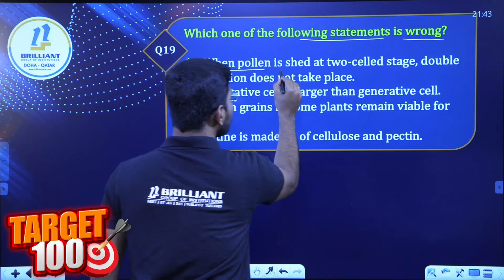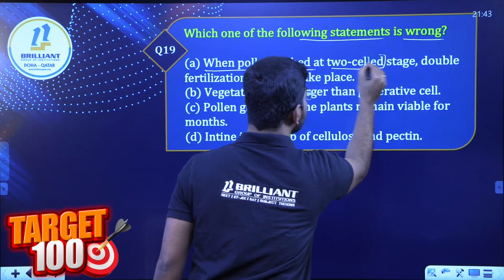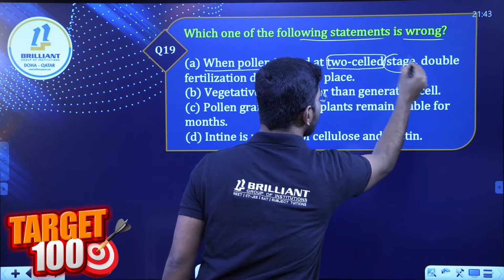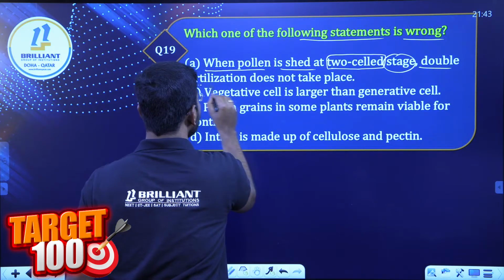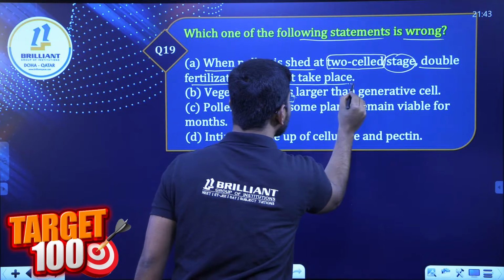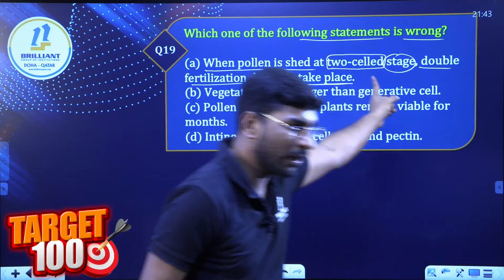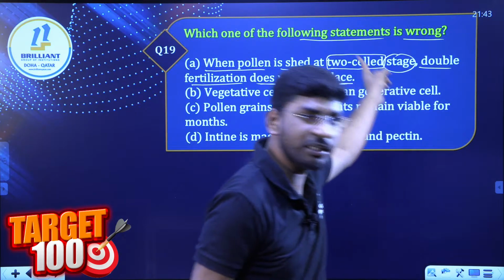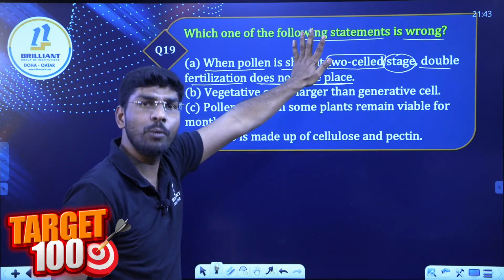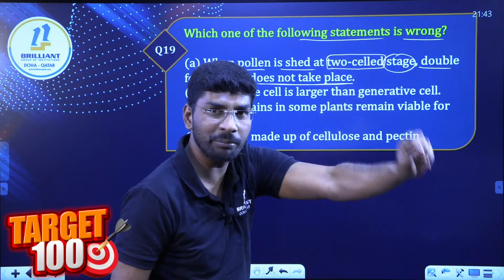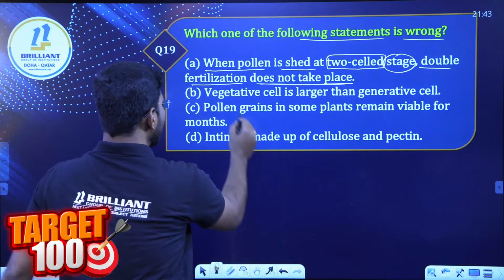When pollen is shed at the two-cell stage, double fertilization does not take place. Is this the wrong statement, students? Is this wrong? Very good, very good. This is not the wrong statement. Okay, keep it aside. What's wrong in the rest of the three? One minute. What's wrong in the rest of the three?